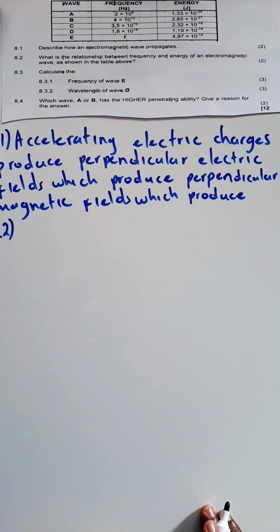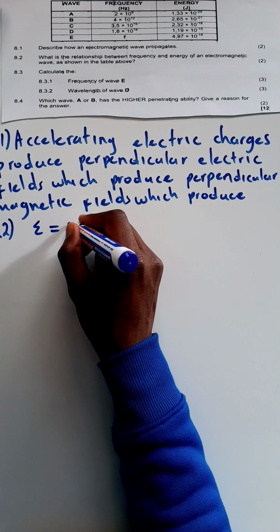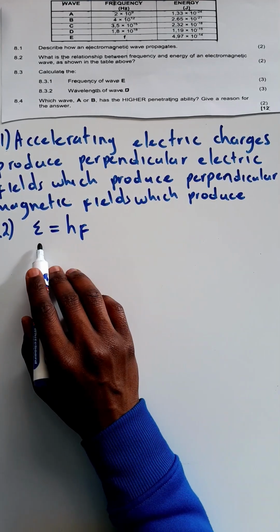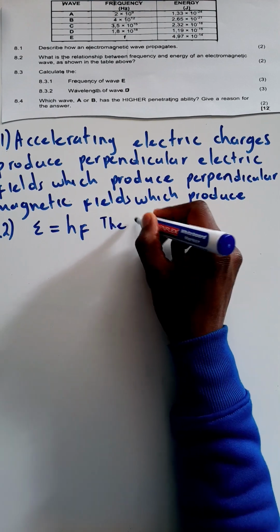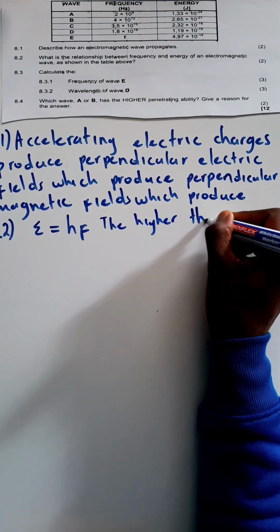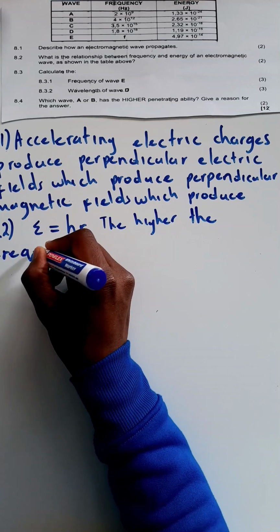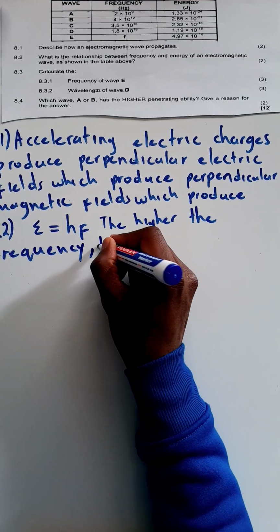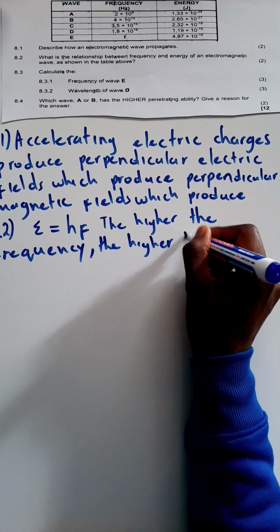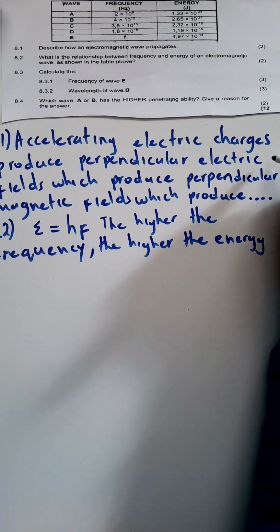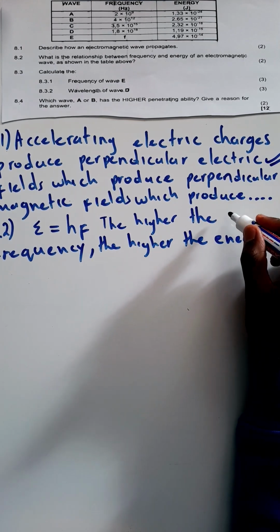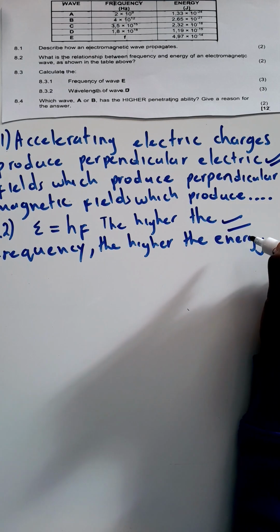Question 8.2 says, what is the relationship between frequency and energy of an electromagnetic wave? From this equation, energy is equal to Planck's constant multiplied by frequency. We can see that frequency and energy are directly proportional. And if they're directly proportional, the higher the frequency, the higher the energy of an electromagnetic wave.